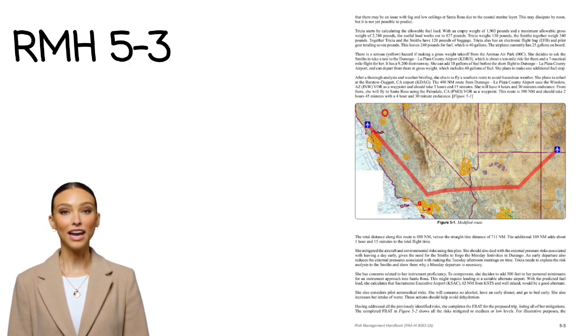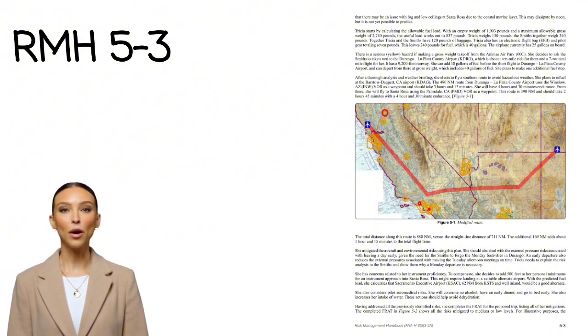The airplane currently has 25 gallons on board. There is a serious yellow hazard if making a gross weight takeoff from the Animas Air Park, 00C. She decides to ask the Smiths to take a taxi to the Durango La Plata County Airport, KDRO, which is about a 10-mile ride for them and a 7 nautical mile flight for her. It has a 9,200-foot runway. She can add 18 gallons of fuel before the short flight to Durango La Plata County Airport and can depart from there at gross weight, which includes 40 gallons of fuel.